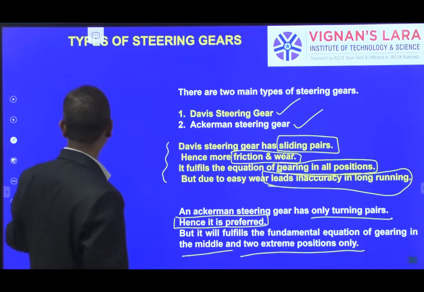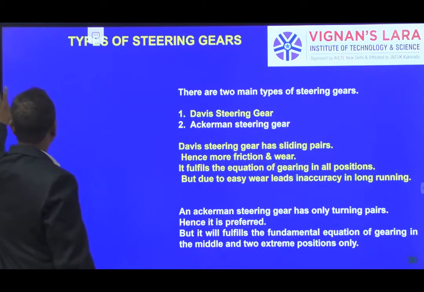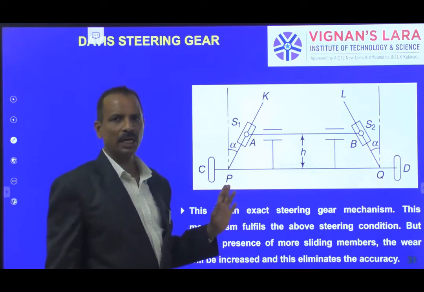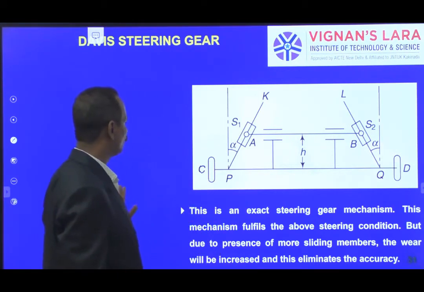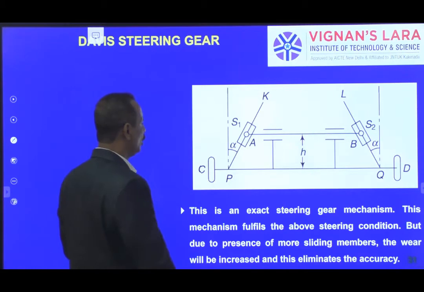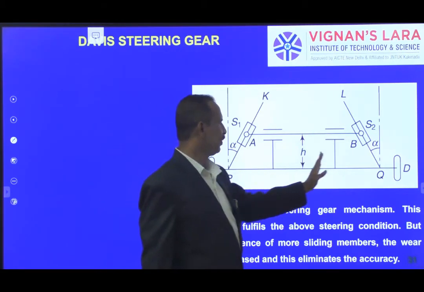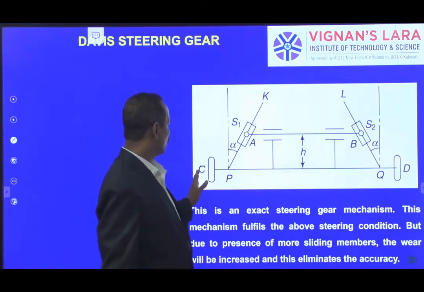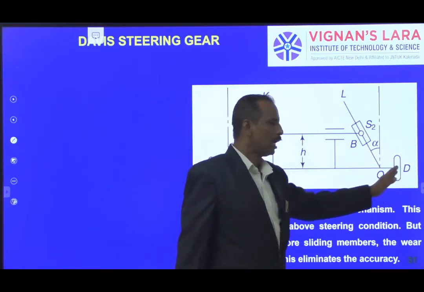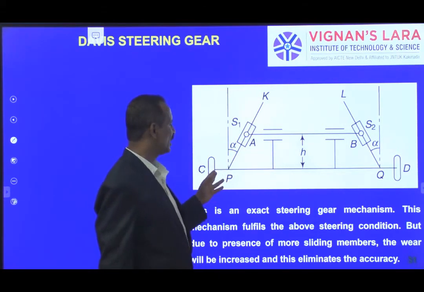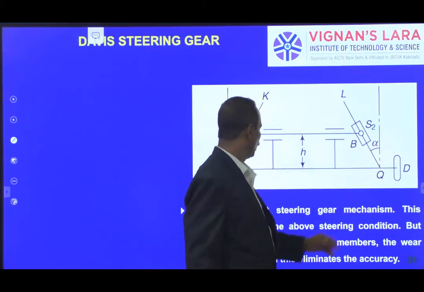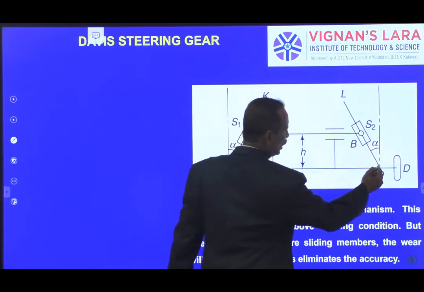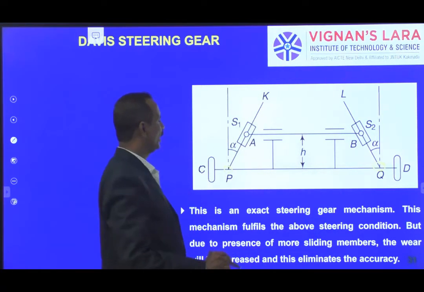So today's lecture will confine to the Davis steering gear mechanism and how it works, and we'll see a problem on it. Here you can observe the two front wheels. That is, these C and D wheels are coupled with stub axles P and Q. So this is stub axle P and this is another stub axle Q.